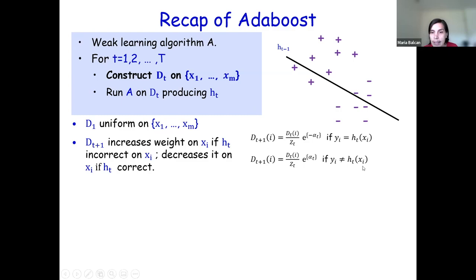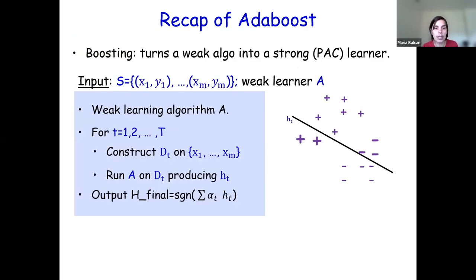Okay, and the actual formula is written here on the slide. I'm not going to go through it because it's not important for my lecture today, but that's the intuition. And I'm hoping that Ellen and Cynthia already told you how these are precisely derived. So this is how we construct a sequence of weak learners over the sequence of challenge distributions. And in the end, we output the weighted majority vote of these weak learner classifiers.